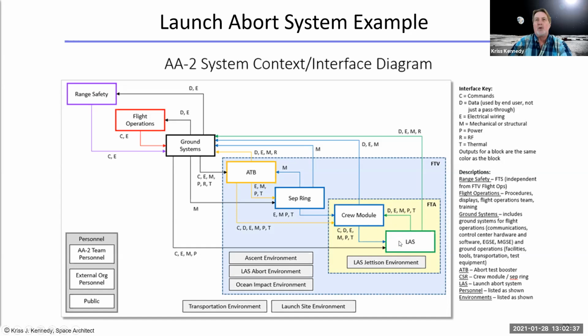Between the crew module, obviously they're directly touching, but there's also between that and the ground system. And so you can see the flow. There's a flow that they are providing data and electrical wiring and so on back to the ground system. There's also that feed that comes from the ground system to it. So you can begin to map out and understand these different interfaces.